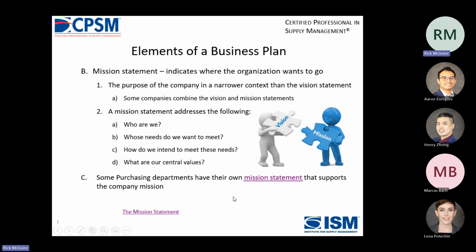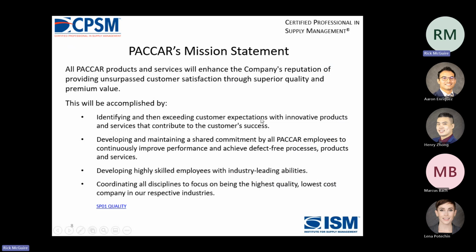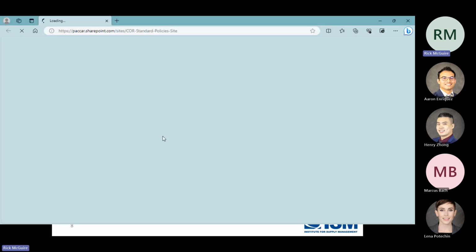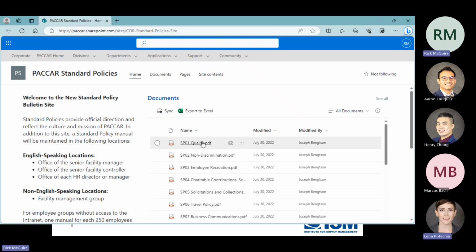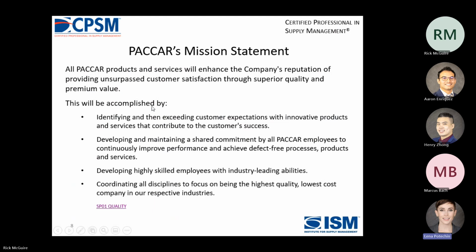So we got a vision statement, and now we got a mission statement to go together. And here's PACCAR's mission statement, otherwise known as SP1. It's pretty long for a mission statement, but it's what we got. I think this takes you to the standard procedures. Yeah, standard policies. Would that not be the mission and the vision? Because it has what we are and then how we're going to do it. Yes, PACCAR combines the two, and it's not uncommon for companies to do that.